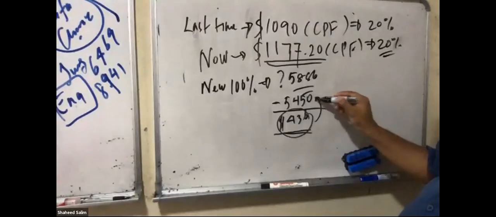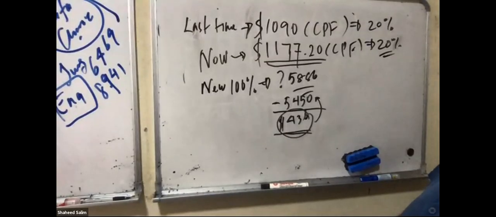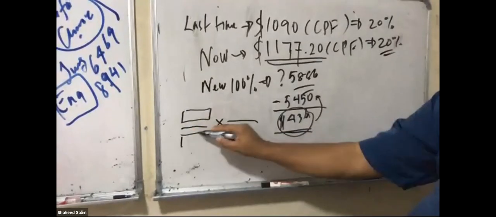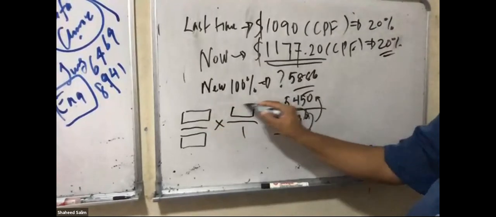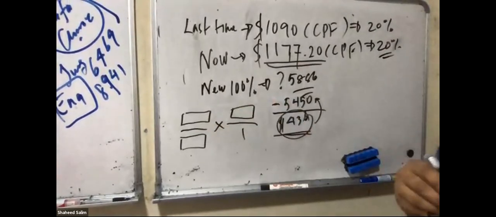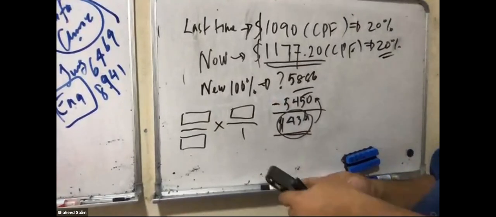Take this increase over the original salary, times 100. You write increase here, original salary right here, times by 100. That is the formula you can use. I will calculate first now.